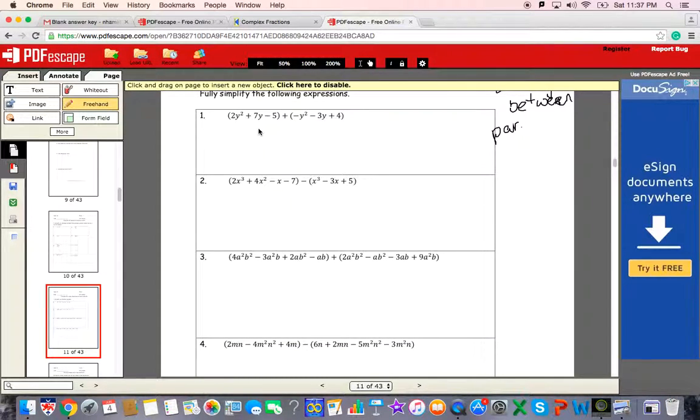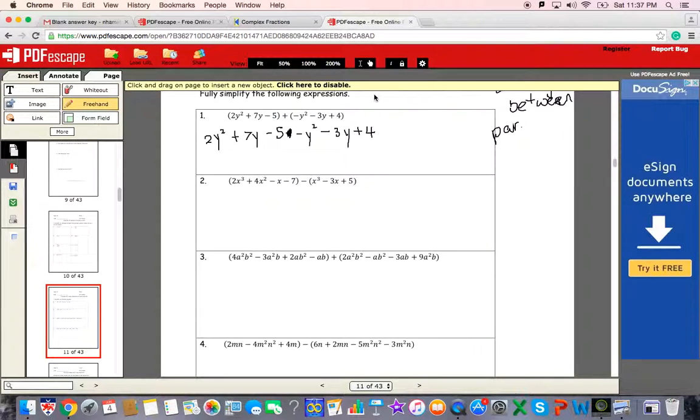All right. That said, let's go ahead and start. I like to drop all my parentheses, and if I have a plus sign between the parentheses, I can go ahead and drop the parentheses without worrying about changing any signs at all. That's only if I have a plus sign. So I'm going to rewrite this, and it becomes 2y squared plus 7y minus 5. Notice no signs changed before the plus sign, and no sign will change after the plus sign. I'm actually going to just say minus y squared minus 3y plus 4.